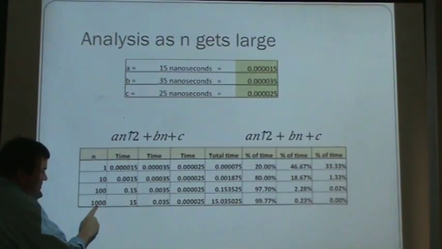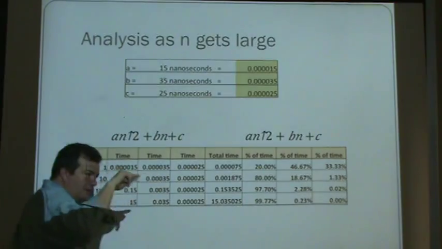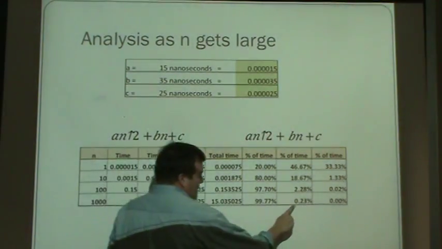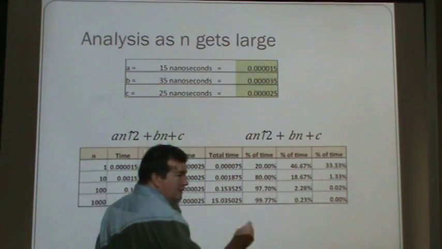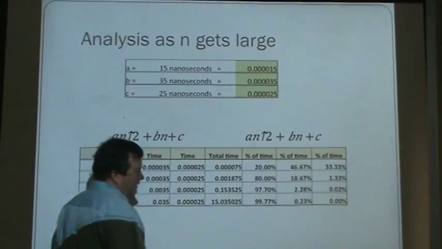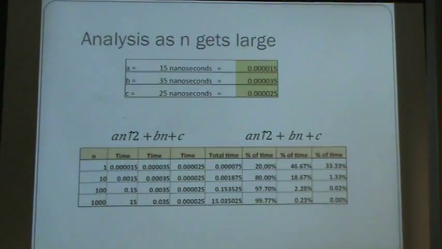So when n equals 1,000, you're going to spend 99.77% of your time inside that while loop. 0.02, less than one-fifth, or 1/4 of 1%, is spent in the for loop. And I used Excel with 2 decimal places after the percent and rounded it off to 0. 0% of the time is those instructions that get run once.